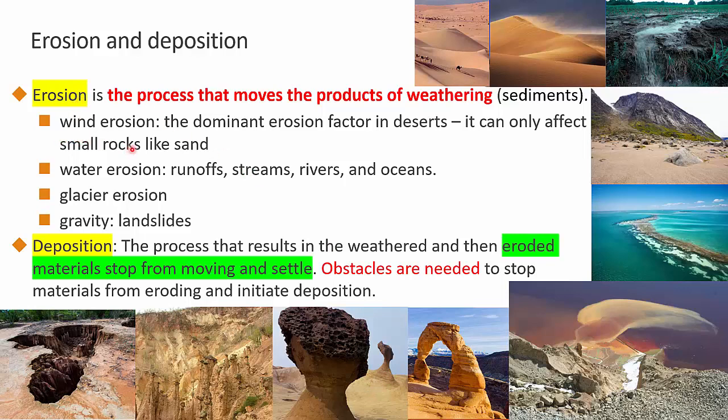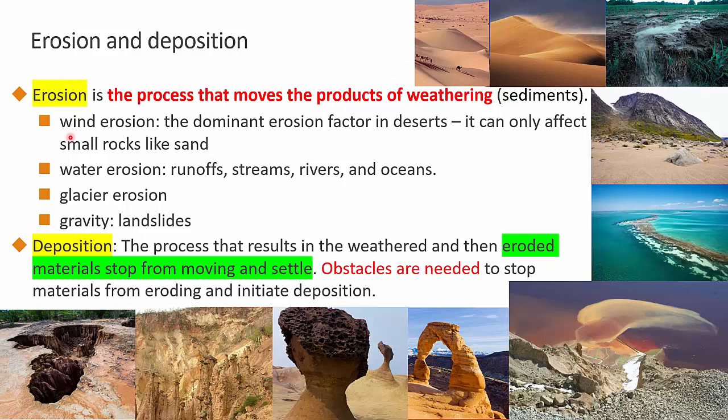Wind erosion is the dominant factor in deserts. Since it is just wind, it can carry only small rocks like sand. So it is the dominant factor. This is an image from the Sahara Desert. See the sand that's being carried by wind? That's the motion, that's the erosion, moving the sand from one place to another.